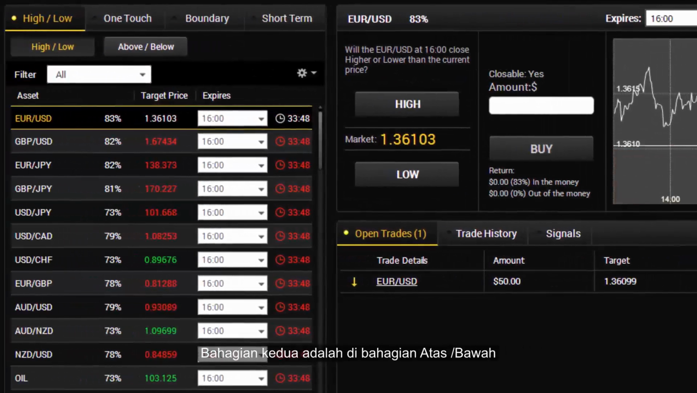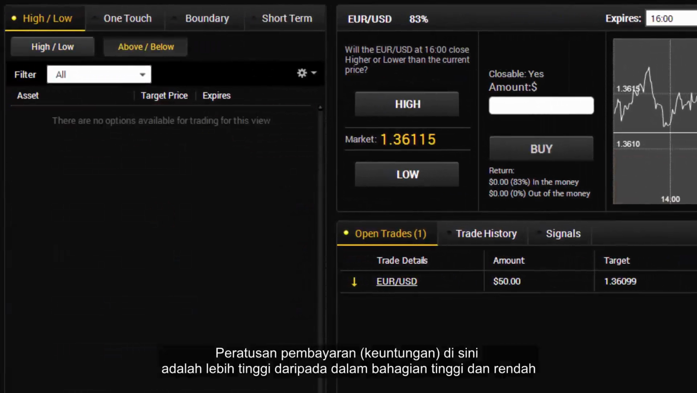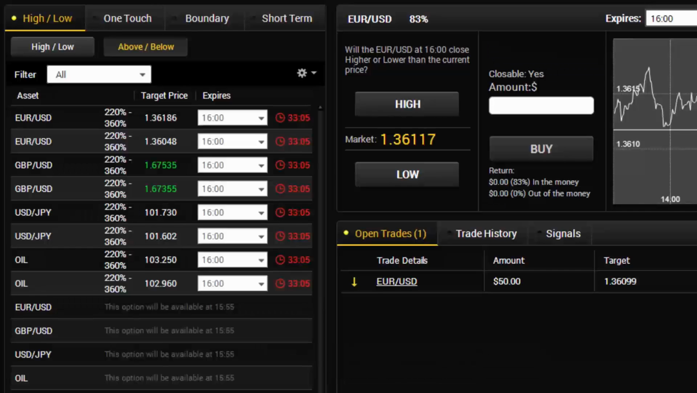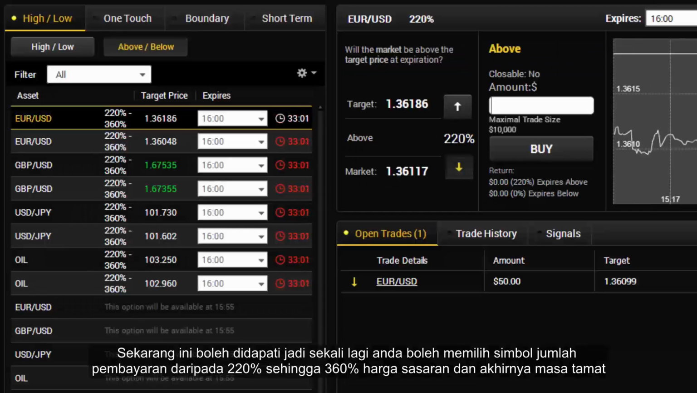The second part is in Above or Below section, which at this time is not available to traders. The percentage of payout or profit here is higher than in High and Low section. This is now available, so again you can choose the symbol, the amount of payout from 220% to 360%, the target price, and finally the expiry time.